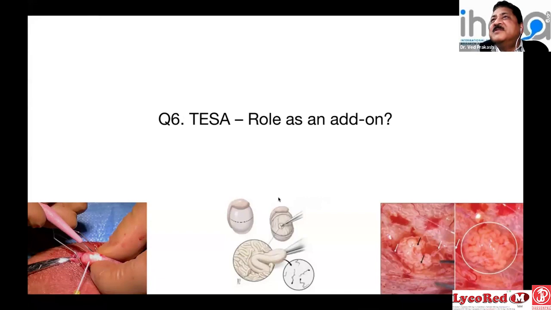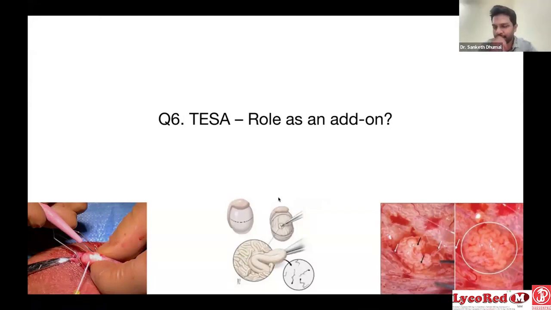alternate ejaculation. Ask the patient to do that alternate ejaculation and use that sample. It is better to use that sample in spite of this TESA. TESA is unnecessary torture to the patient. Sir, you mean to say treat the male first, then treat the sperm? Yeah, either.